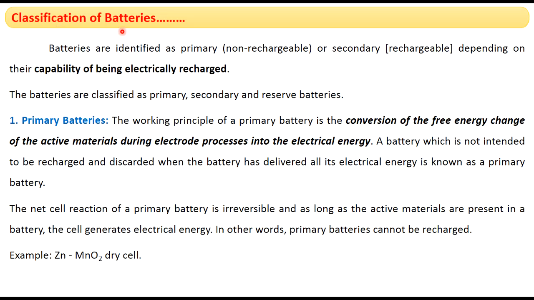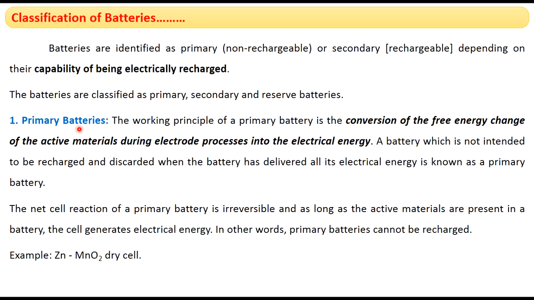Classification of batteries. Batteries are classified based on their capacity to get electrically recharged. Some batteries can be recharged, some cannot be recharged. Based on their ability to get recharged, they are classified into three types: primary batteries, secondary batteries, and reserve batteries.